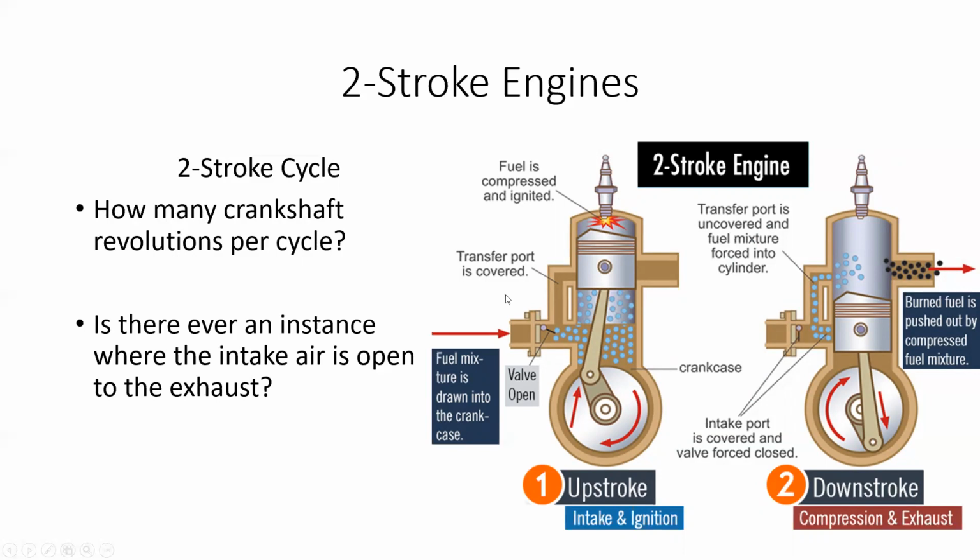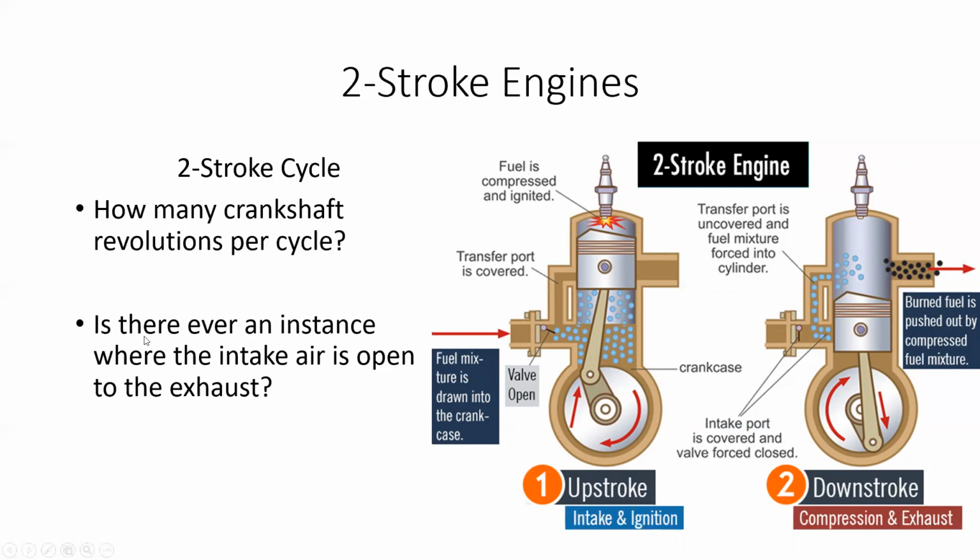Now looking at a two-stroke engine, how many crankshaft revolutions per cycle? With a two-stroke engine, one revolution of the crankshaft gets you through the cycle. It's a little bit different, right? Instead of two crankshaft revolutions with a four-stroke engine to get through one complete cycle, we only have one. That makes valve timing or ignition timing a little bit different when we think about four-stroke versus two-stroke engines, but we'll talk about that later.